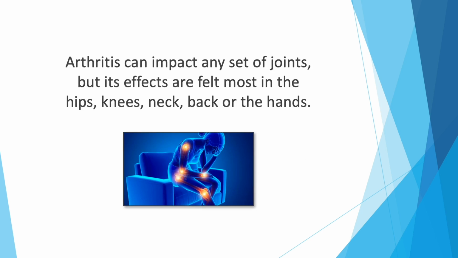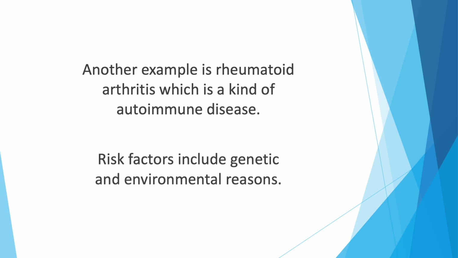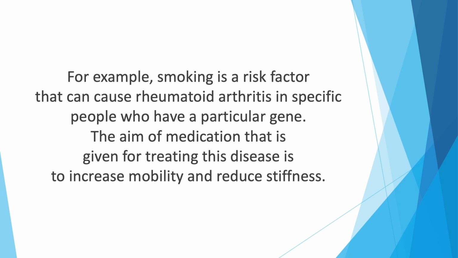Arthritis can impact any set of joints, but its effects are felt most in the hips, knees, neck, back, or the hands. Another example is rheumatoid arthritis, which is a kind of autoimmune disease. In this condition, inflammation increases in the body, which causes joint damage and pain. Risk factors include genetic and environmental reasons. For example, smoking is a risk factor that can cause rheumatoid arthritis in specific people who have a particular gene.